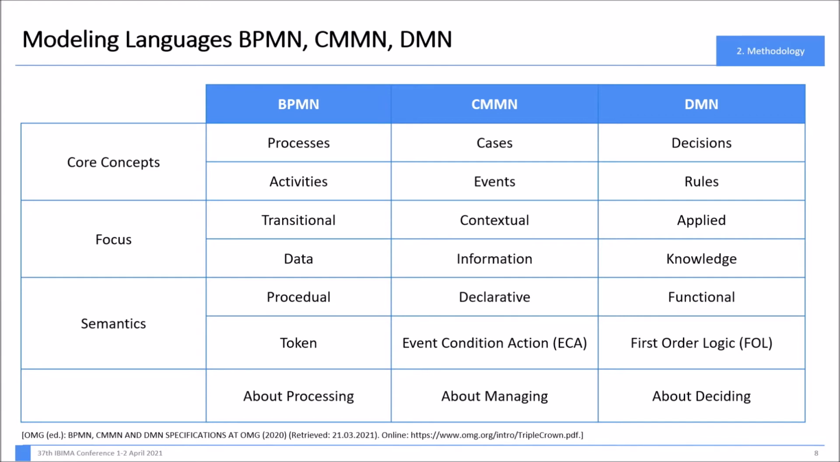CMMN focuses particularly on events that can occur during a business transaction. The focus is on data that are assigned to a specific context and generates information from it and thus manages it. CMMN can be altered at runtime and is therefore a good alternative for knowledge-intense or ad hoc processes.